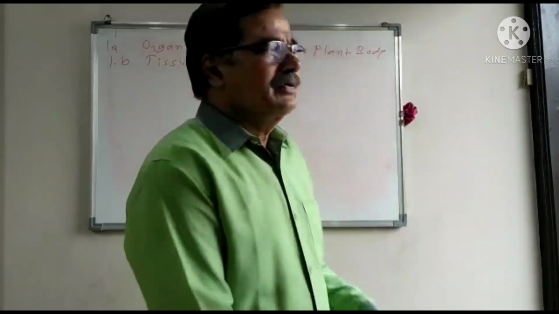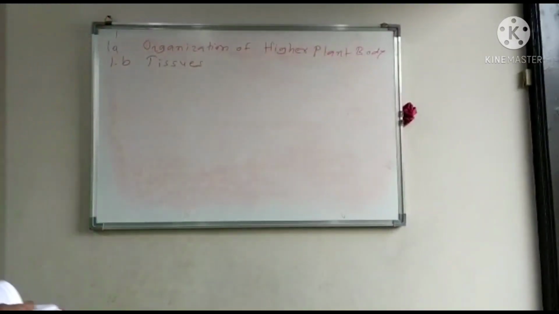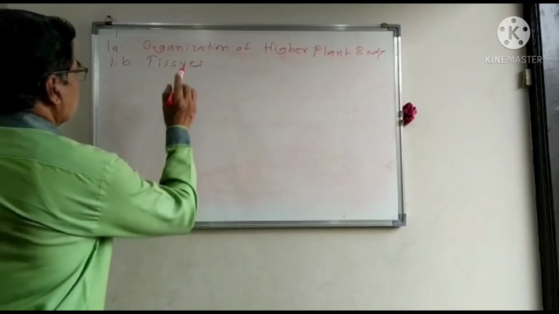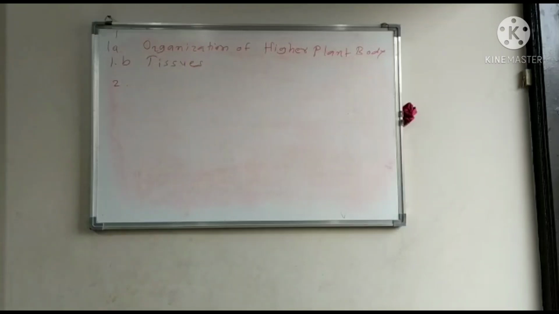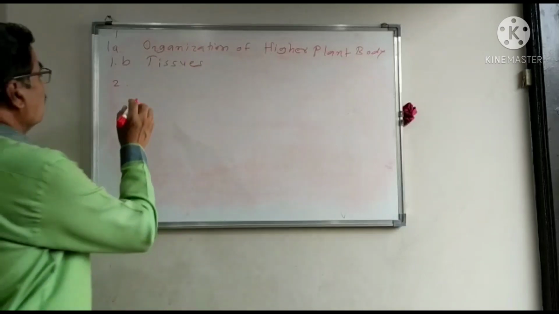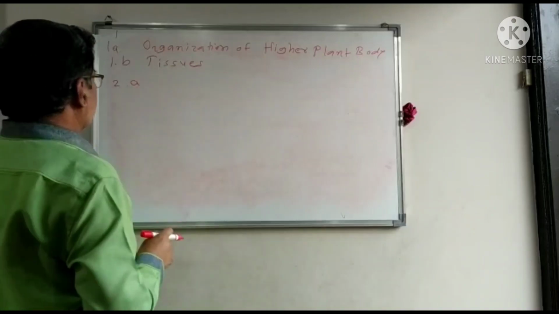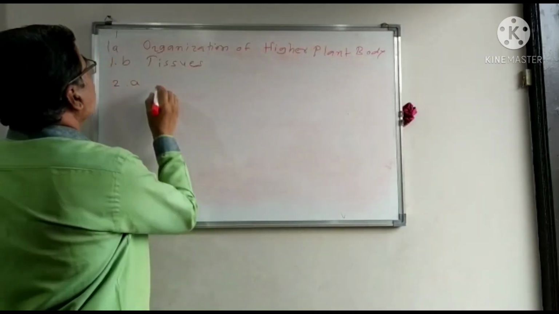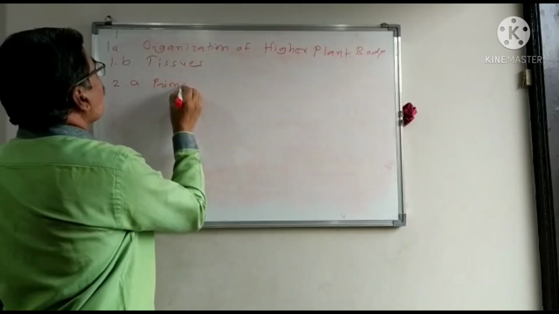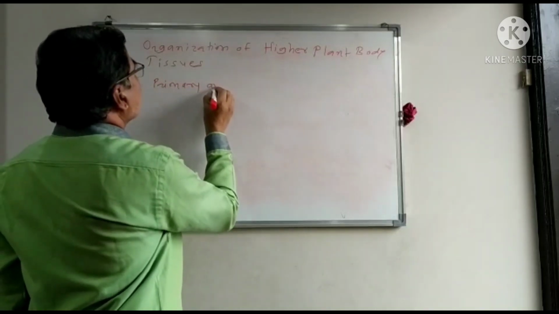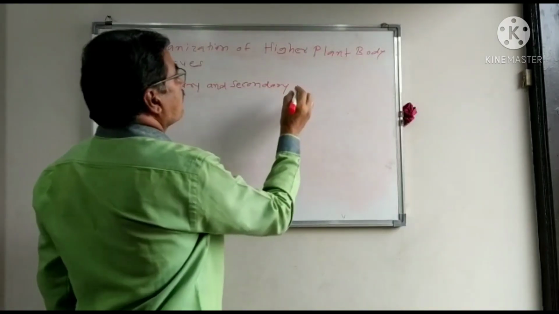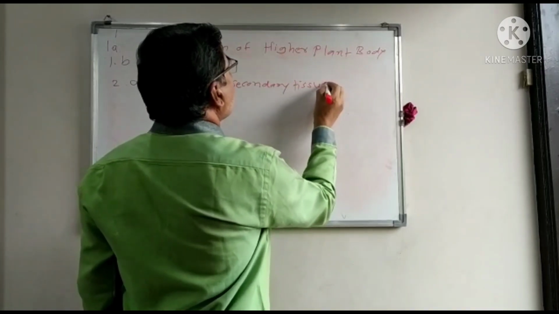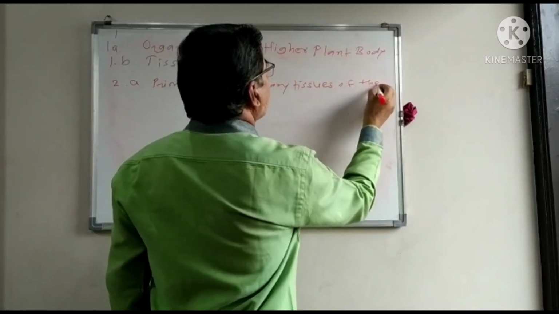In this topic, we have seen the second topic, that is tissues. That is the second unit. Then we are going to see, from the second unit, the first topic: primary and secondary tissues of the plant.